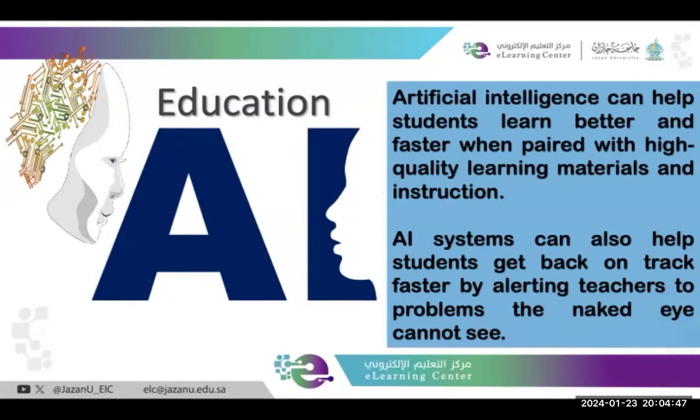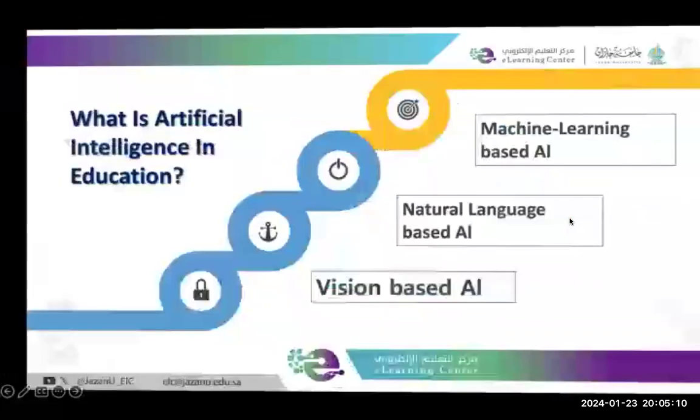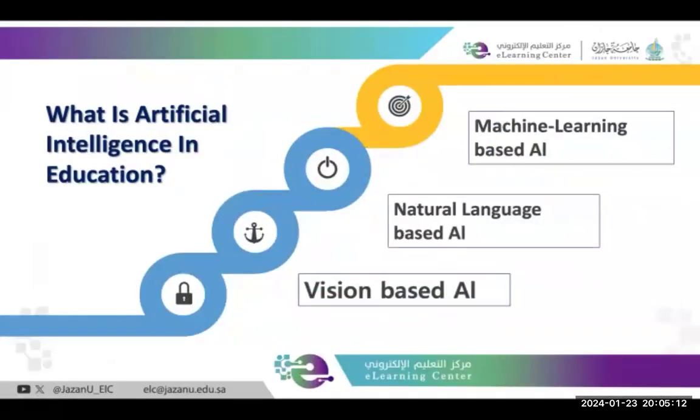So let's have a look at AI in education, that is, how AI works in education. AI, basically artificial intelligence, can help students learn better and faster when paired with high quality learning materials and instructions as well. Here, we're going to break down AI into three distinct categories as they relate to the educational field. We can categorize them as machine learning based AI, natural language based AI, and vision based AI. So let's have a look one by one.